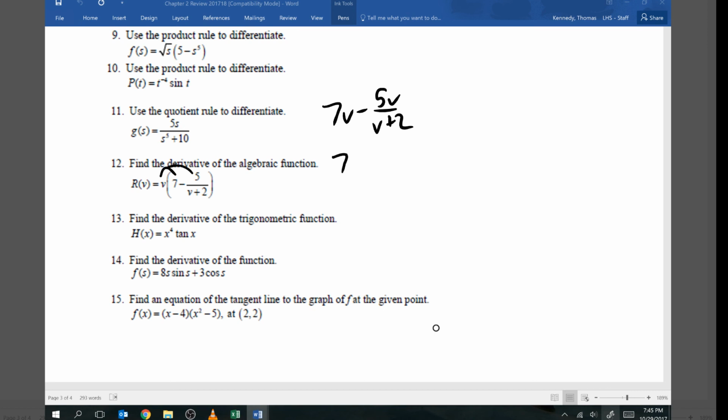So I get 7 minus, and now I have quotient rule. So bottom d top minus top d bottom over the bottom squared. And I'm happy. This is the answer for 12. That's it. Pretty easy if you distribute. If you product rule it, the answer is a lot longer. So that's kind of sad.